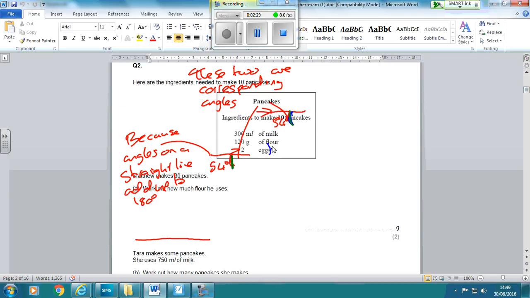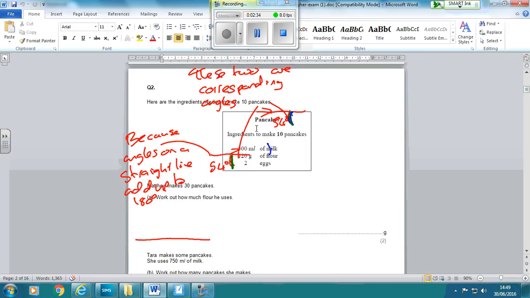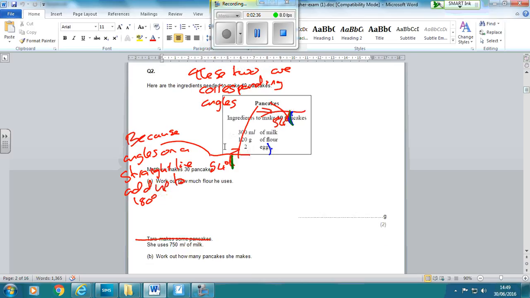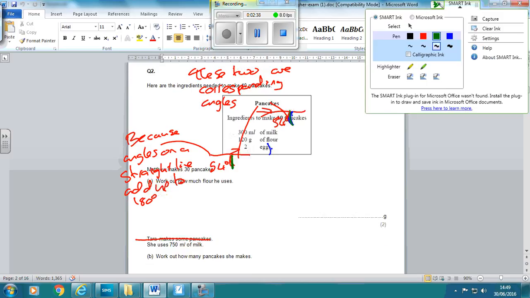Question 2, let's actually make this a little bit smaller so we can see. Also get rid of all of the writing.